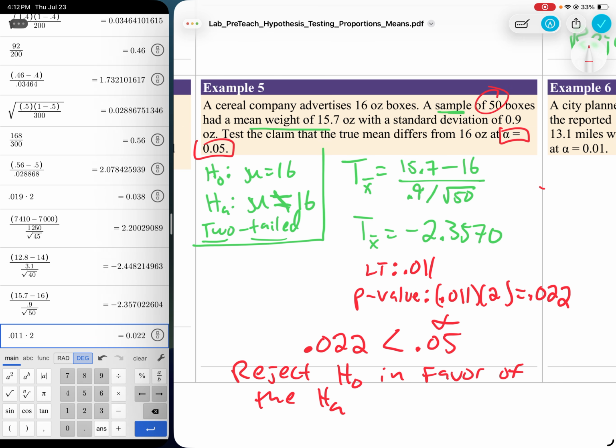Weirdly enough, I think most of my problems came out this way. If your p-value is smaller than your alpha, we reject. If your p-value is larger than your alpha, we fail to reject.